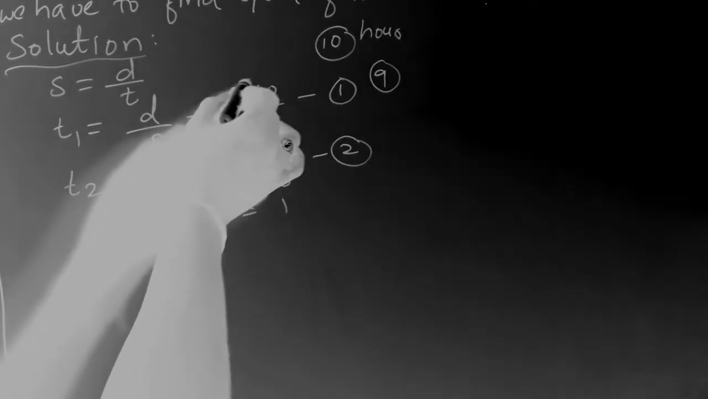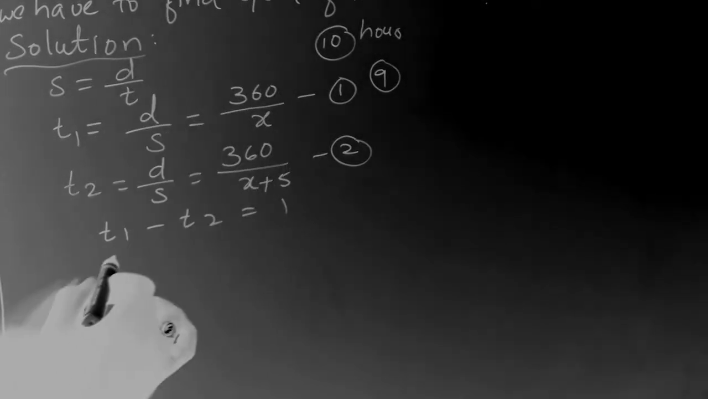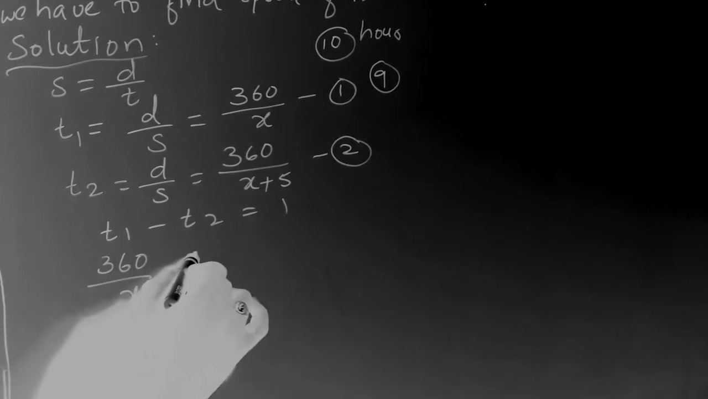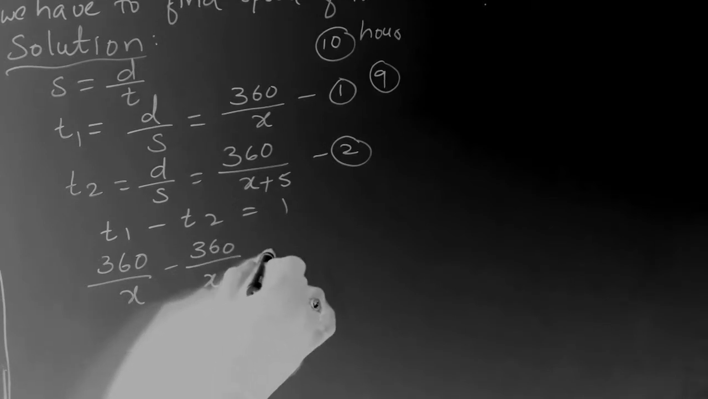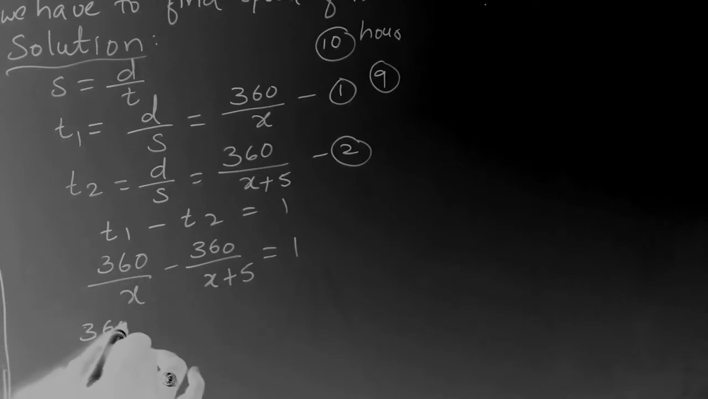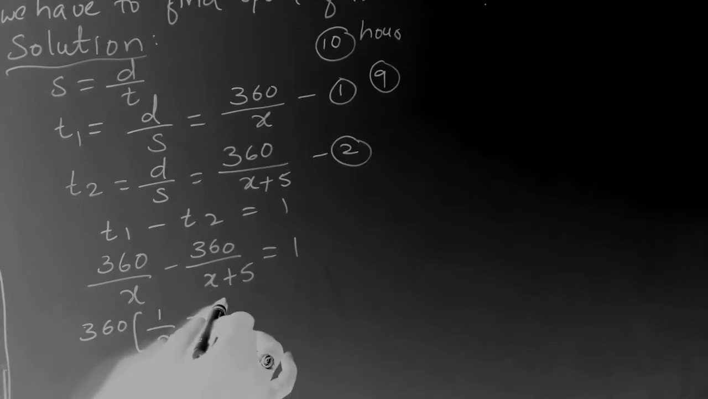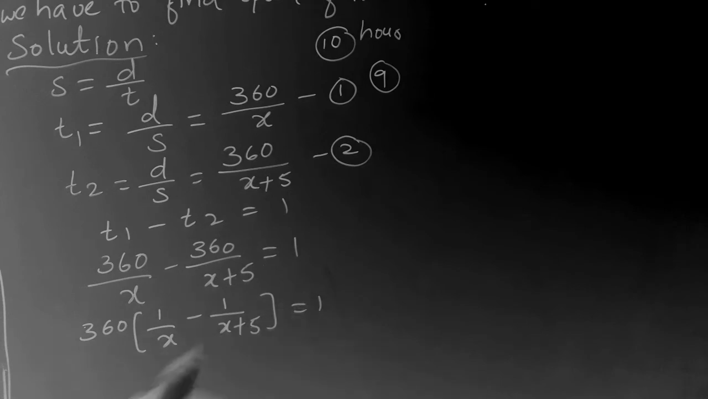So t1, the time taken to travel a distance of 360 kilometers at a speed of x, is 360 by x. The second is 360 by x plus 5, and that is equal to 1. Now just to simplify, here you can take 360 common. So 1 by x minus 1 by x plus 5, that is equal to 1.